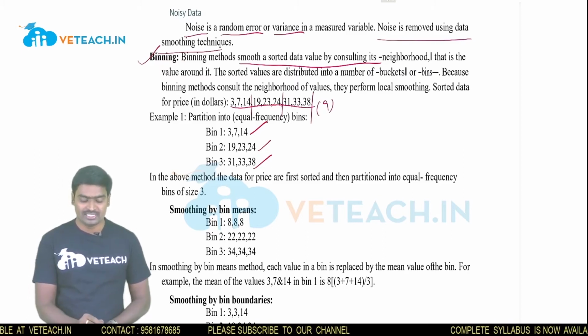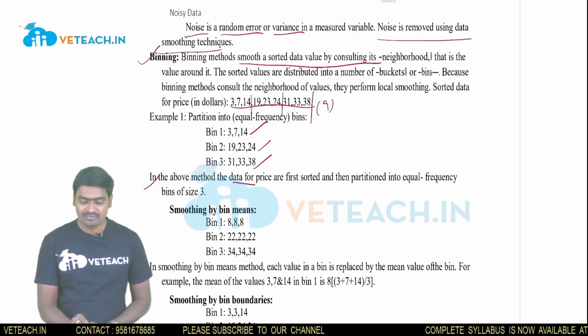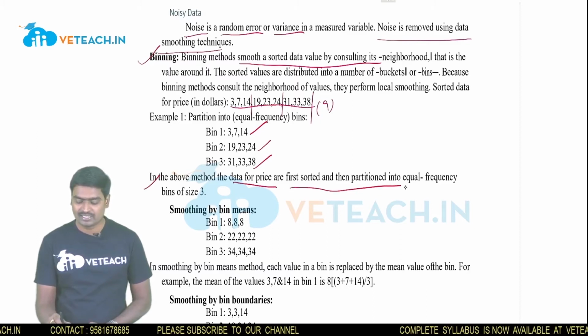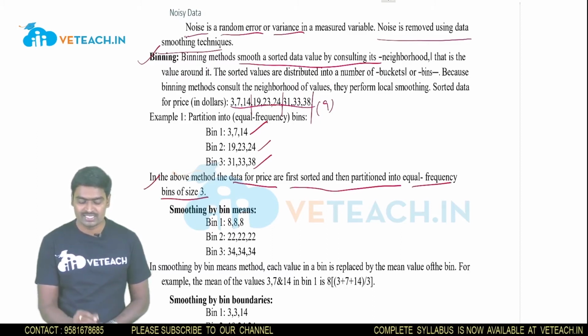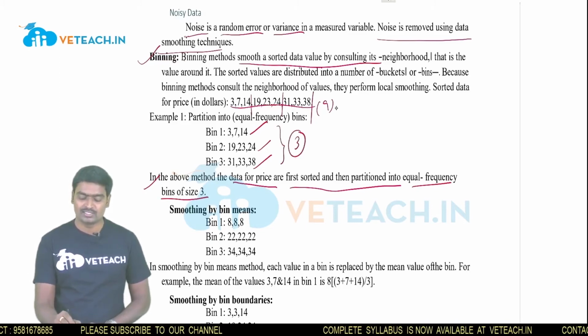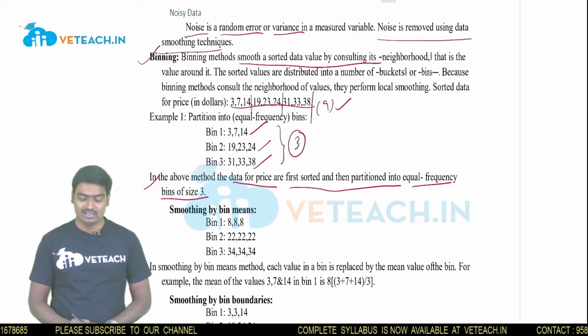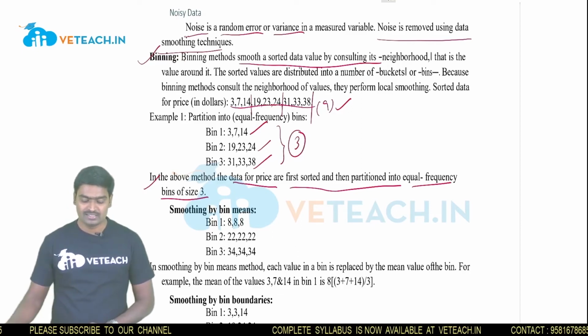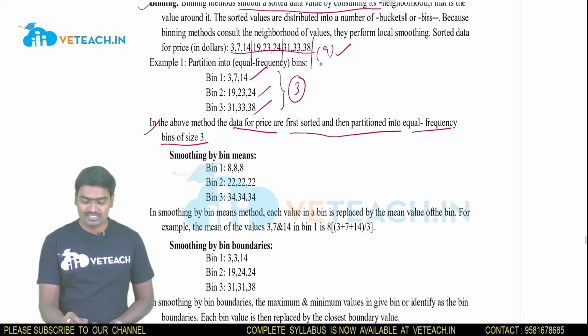Let's go further. In the above method, the data for price are first sorted, then partitioned into equal frequency bins of size 3. So what is the size? The size is 3. What is the total number of values? 9. And next one is smoothing by bin means.